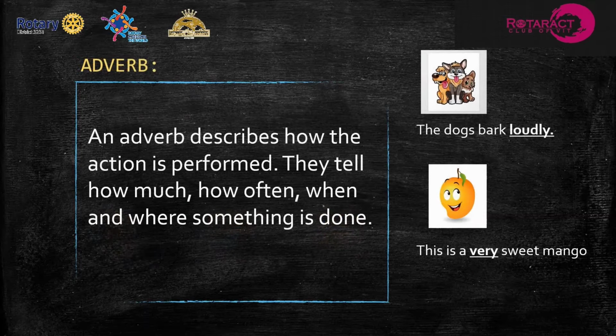Adverb. An adverb describes how the action is performed. They tell how much, how often, when, and where something is done. For example, the dogs bark loudly. Now, loudly is describing the verb bark. This is a very sweet mango. Very is describing how sweet the mango is. So, loudly and very are the adverbs.